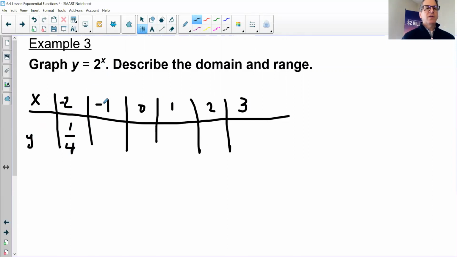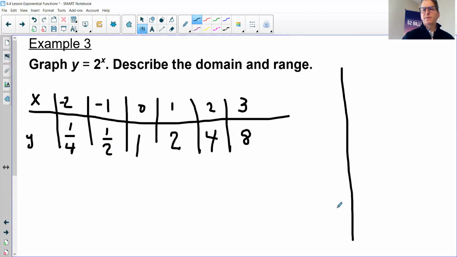If x was -1, we'd have 1/2. If x is 0, we'd have 1. If x is 1, you'd have 2. If x is 2, you'd have 4. And if x was 3, you would have 8. So the graph is going to look like this.